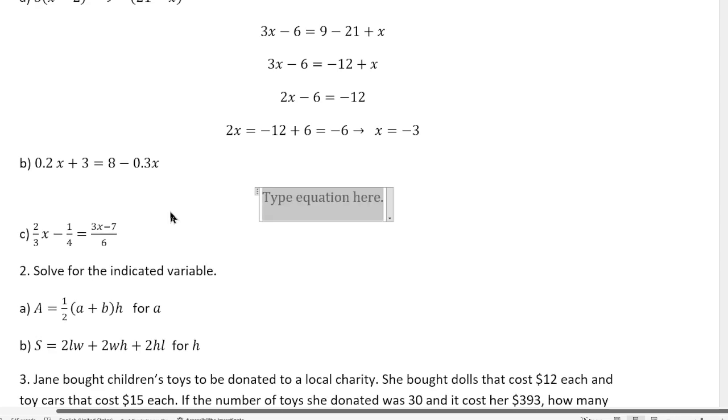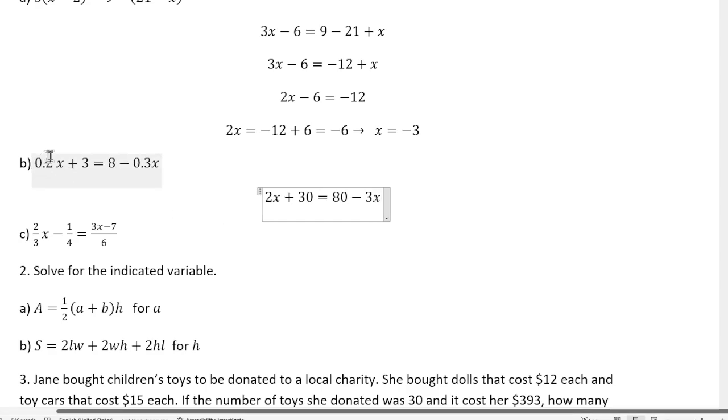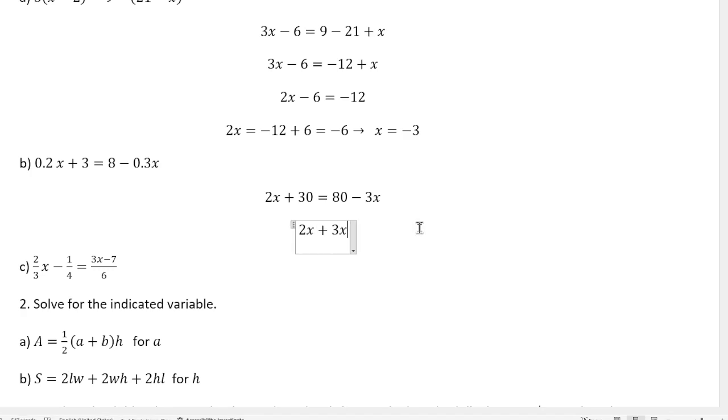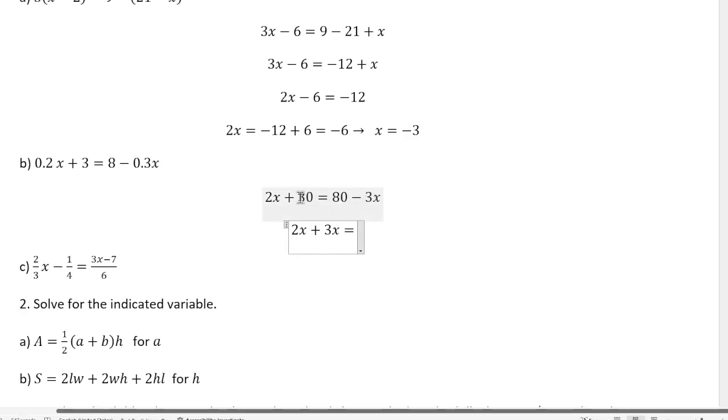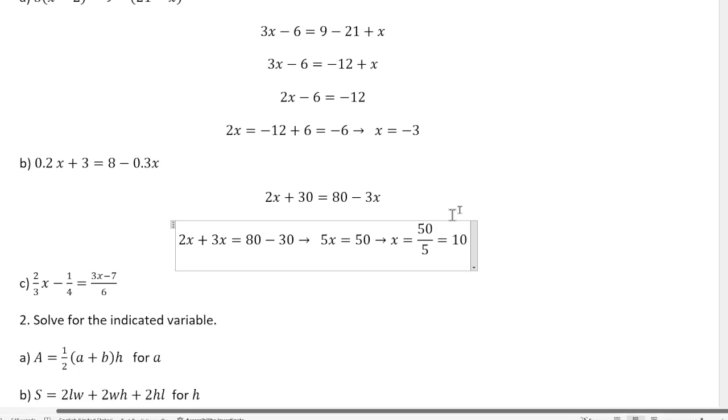This one you can multiply by 10 to everything, so you have 2x plus 30 equals 80 minus 3x. So 0.2 times 10 is 2, 3 times 10 is 30, 8 times 10 is 80, 0.3 times 10 is 3. Now add 3x both sides. On the other hand, subtract 30 both sides. So you end up with 5x equals 50, which gives you x equals 50 divided by 5, and that's equal to 10.